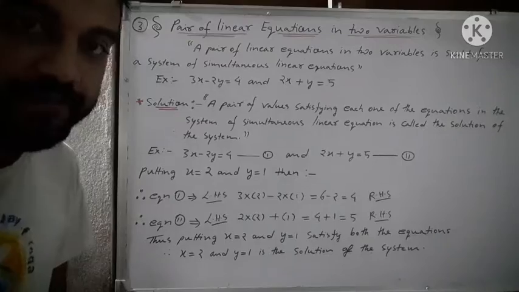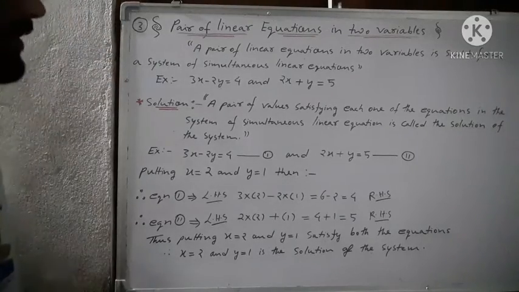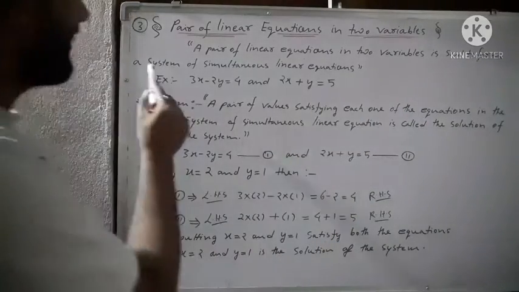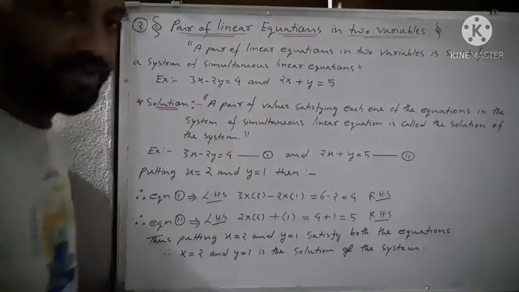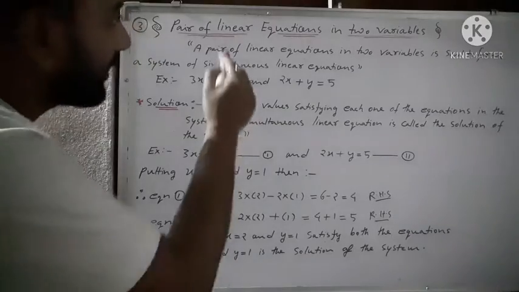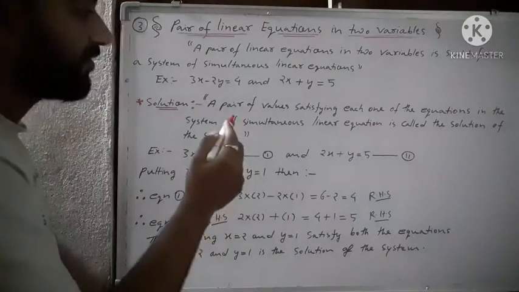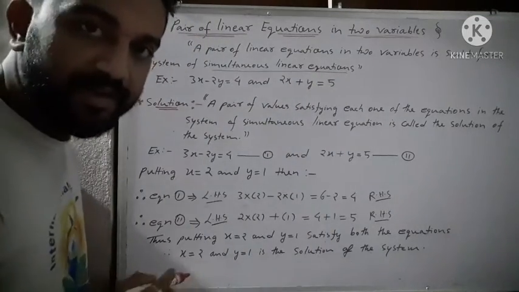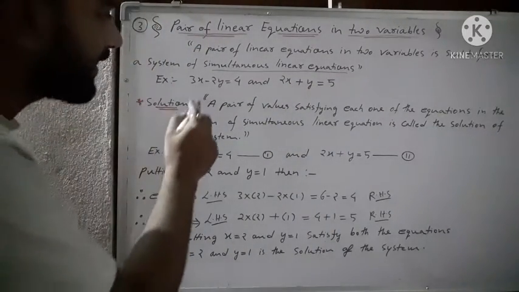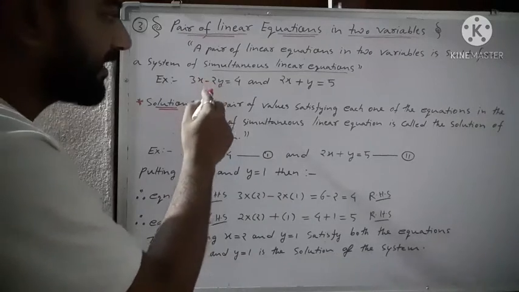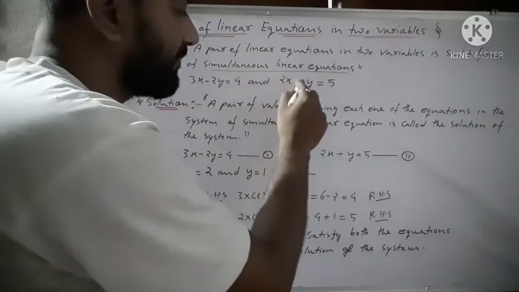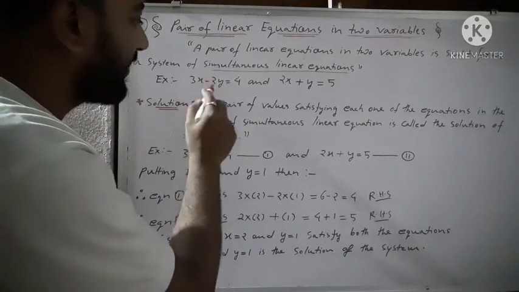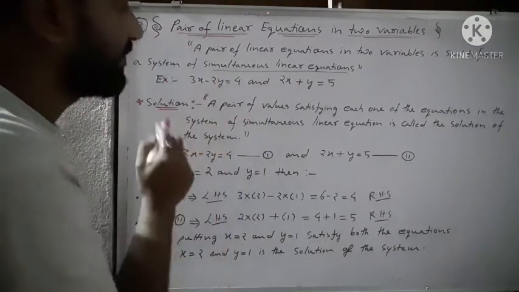So let's proceed. A pair of linear equations in two variables is said to form a system of simultaneous linear equations. Therefore, a pair of linear equations in two variables is also known as simultaneous linear equations. Example: 2x minus 2y is equal to 4 and 2x plus y is equal to 5. As the name suggests, pair: as we can see, two equations are there, therefore it is a pair.